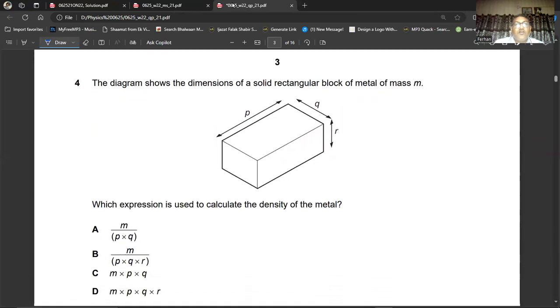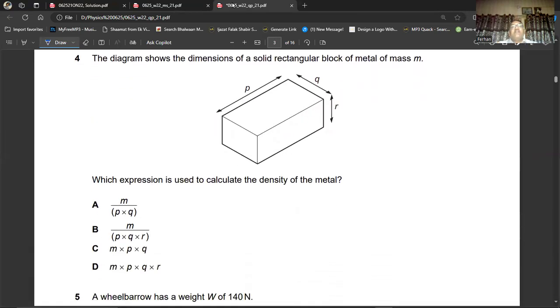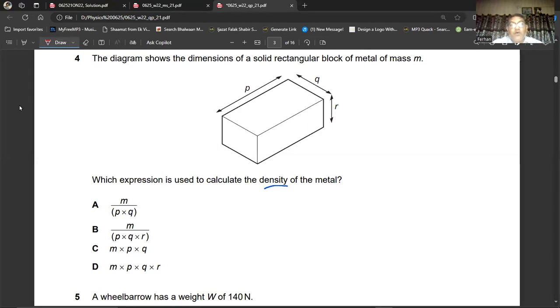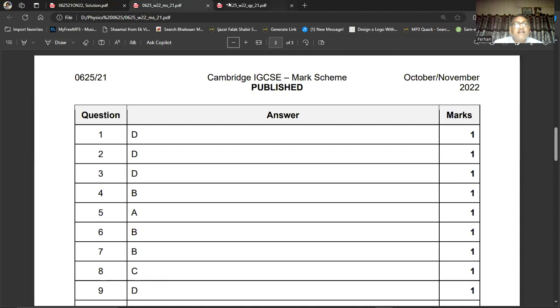Question number 4 is showing up on your screen. The diagram shows the dimensions of a solid rectangular block of metal of mass M. You see the length is P, the width is Q, and the height is R. So the volume will be length multiply width multiply height. Which expression is used to calculate the density of the metal? The density of the metal is mass divided by volume. So I think B is the right option, sir. Question number 4, B is the right option.